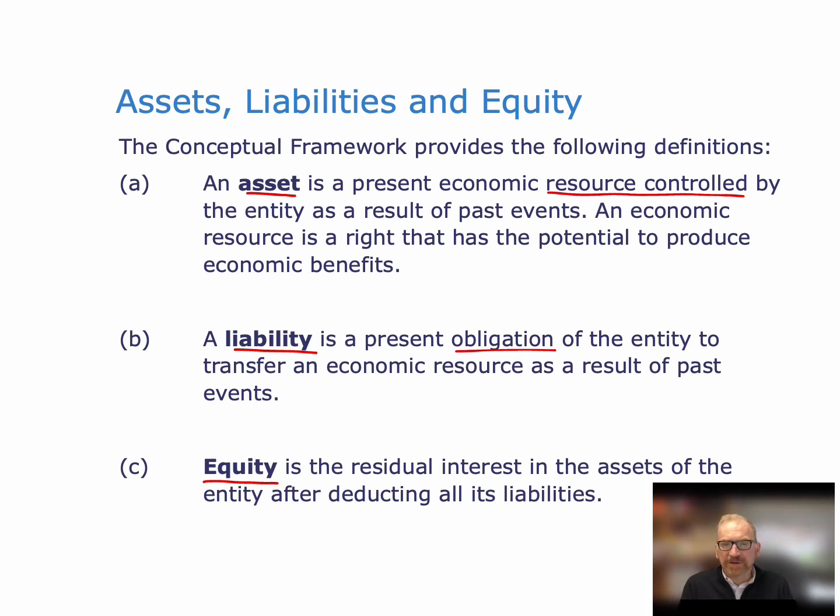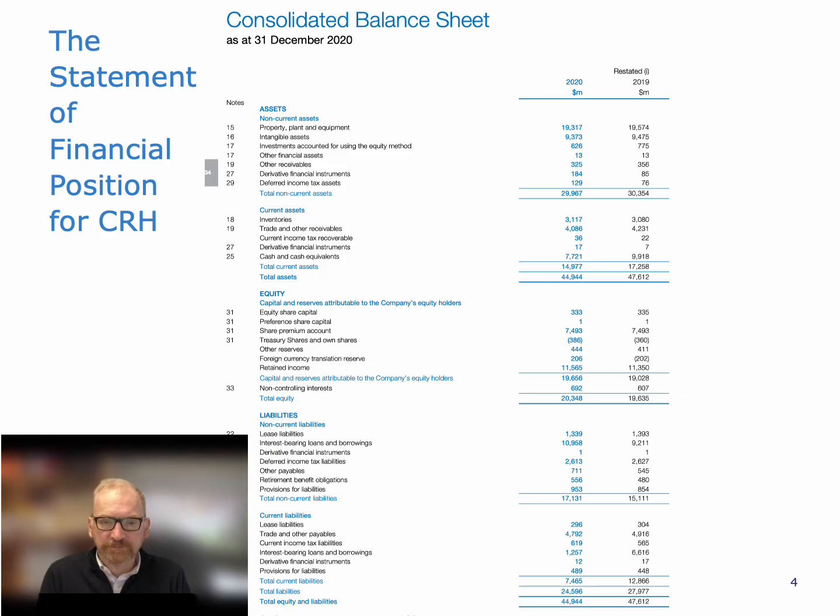Okay, so let's go and look at a real balance sheet then. This is CRH's balance sheet as at 31st of December 2020. And this is the group balance sheet, and this is usually the balance sheet that we are interested in. It can also be called the consolidated balance sheet. Many big companies like CRH have a lot of companies within a group, and the financial statements that we are interested in are the group financial statements.